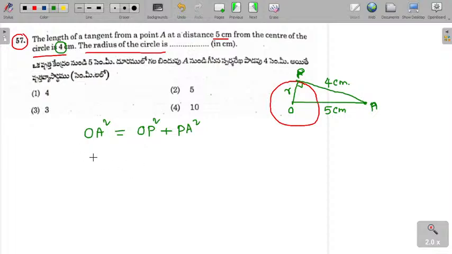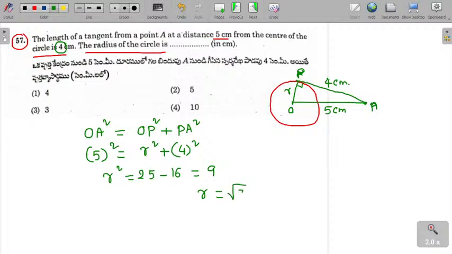Using the Pythagoras theorem, we can write OA square is equal to OP square plus PA square. OA square is 5 square. OP square we do not know, say radius, that is R square. PA square is 4 square. Now R square is equal to 5 square, 25, minus 4 square, 16. 9 you will be getting. R is equal to square root of 9, which is 3 centimeters. The radius of the circle is 3 centimeters. So the third option is the right option. Yes, Tsrjc, absolutely correct.